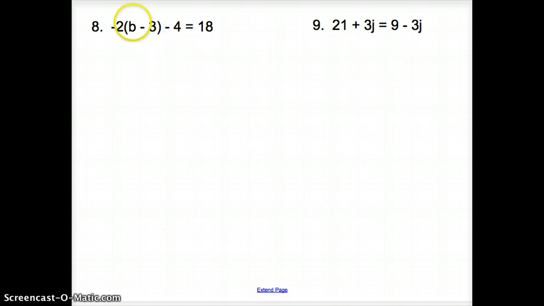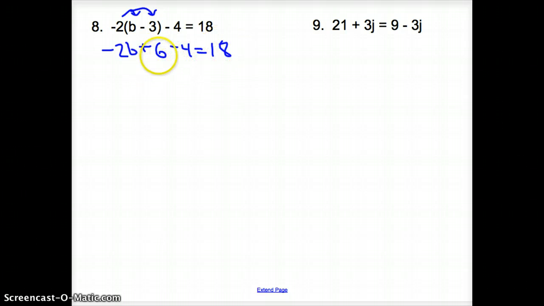Number 8. Now, the first thing we have to do, again, we cannot touch this b yet. What we have to do is distribute. We have to use the distributive property of what we learned a couple days ago. So now this -2 goes to the b, so it's -2b plus, and remember it's -2 times -3, so it's going to be a +6. Bring down our -4 equals 18.